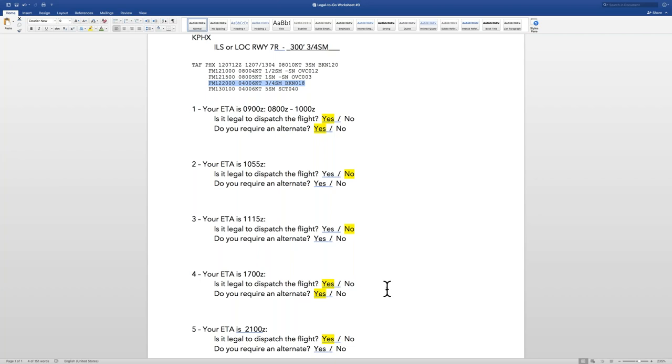Remember, we always have to put an alternate on our release unless 1 hour before or 1 hour after the ETA, we have at least 2,000 foot ceilings and 3 miles of visibility. So since we're under 3 miles of visibility, yep, we're under 3 miles of visibility. We're also under 2,000 foot ceilings because it's broken at 1,800 feet. So okay, yes, we require an alternate.